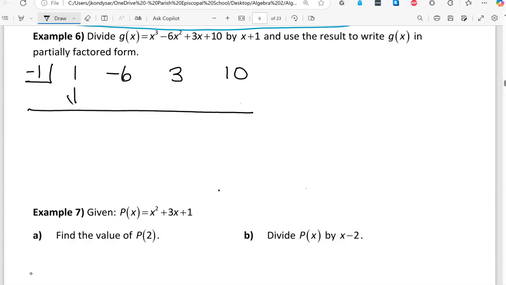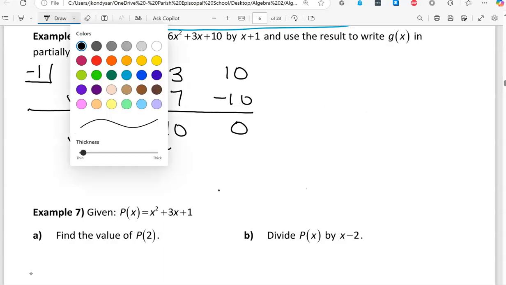Skip a line, bring down that 1. 1 times negative 1 is negative 1. Add that column, that gives us negative 7. Negative 7 times negative 1 is 7. Add that column, we get 10. And then 10 times negative 1 is negative 10. And our last entry here is 0 when we add that column. Remember, these are going to be our coefficients of the quotient, and we have a 0 remainder, which means we have no fractional part for our result.